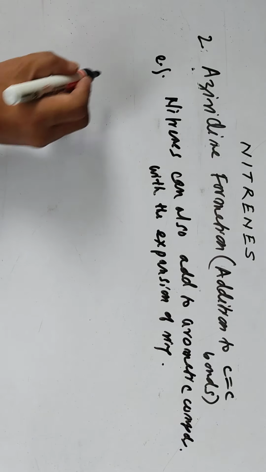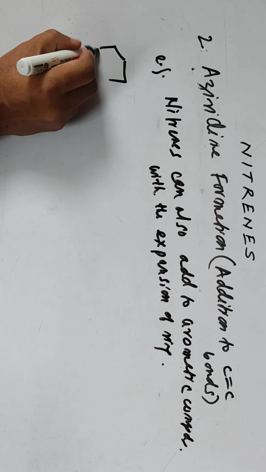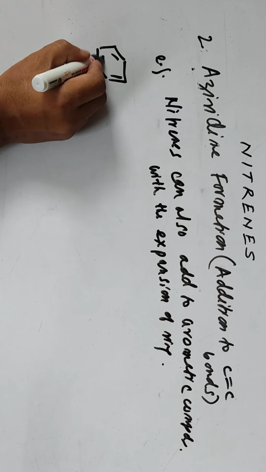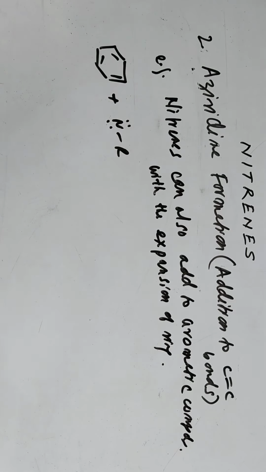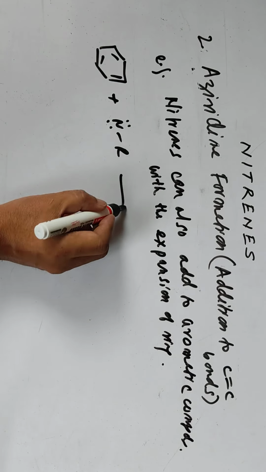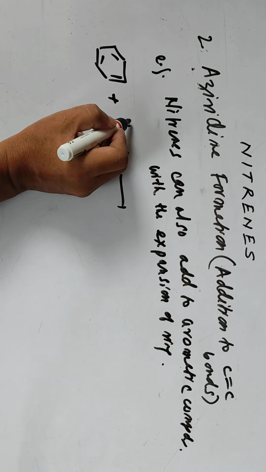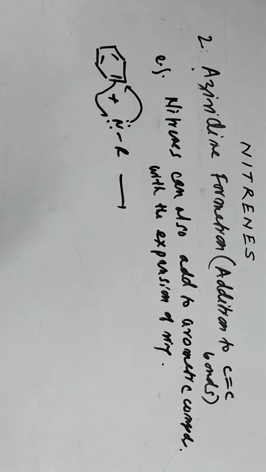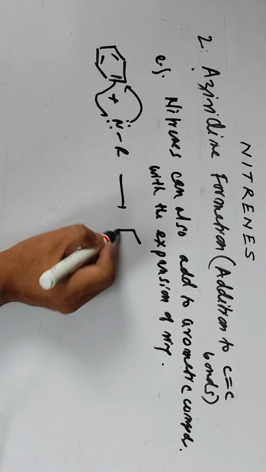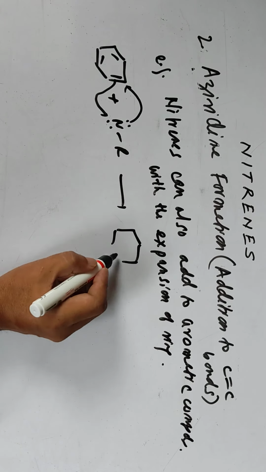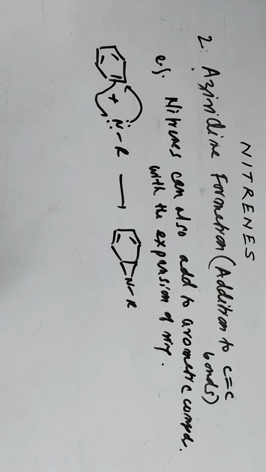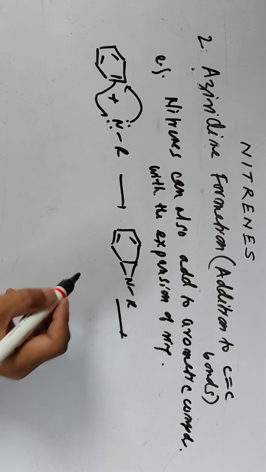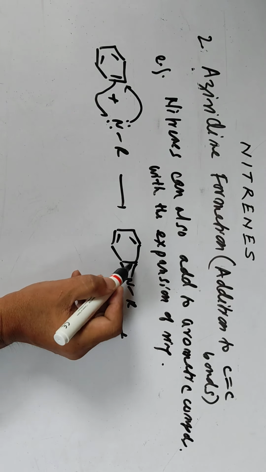So for example, let's say benzene simply reacts with the nitrene. The first step is formation of aziridine, like earlier cases, addition of nitrene to double bond compounds. So we get formation of a 3-member ring, here NR. Now we have this one. Then this can undergo expansion of the ring, so the ring can be expanded this way.